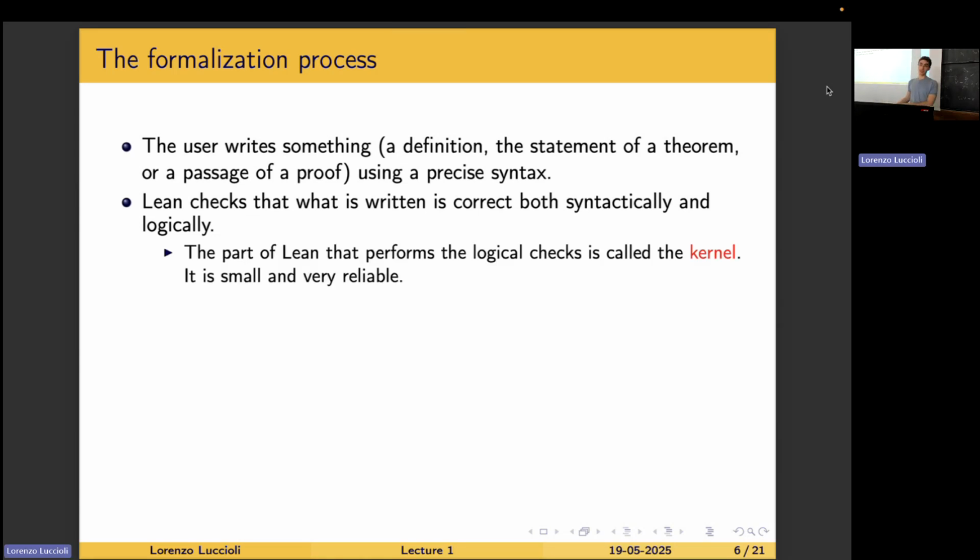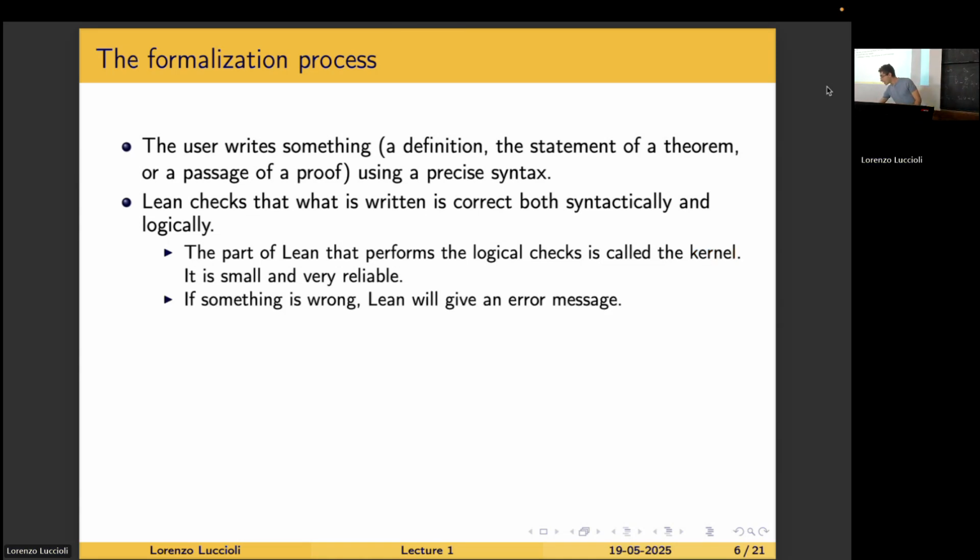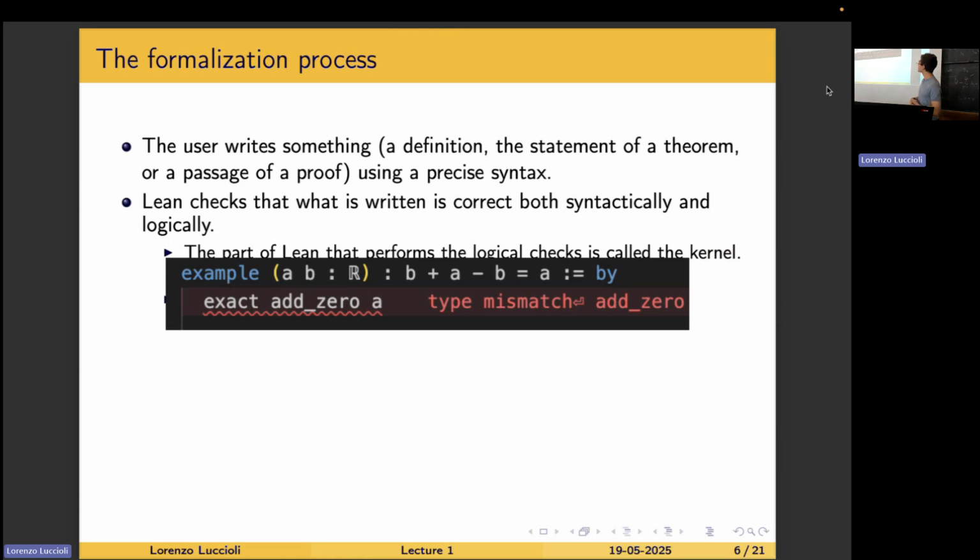As I said before, the kernel is the part that checks that we didn't make any mistake. It's more reliable because it needs to be checked by hand once, and it's already been checked by a lot of different computer scientists. And then it's stable; it doesn't change, so we don't introduce bugs during the development. And you see, if I write something that's wrong, for example, here I'm writing that okay, I can prove this fact just by using this theorem here, but it's not true. This theorem doesn't prove this fact. So Lean will tell me, oh, there's a type mismatch, which means there is something that doesn't add up correctly.